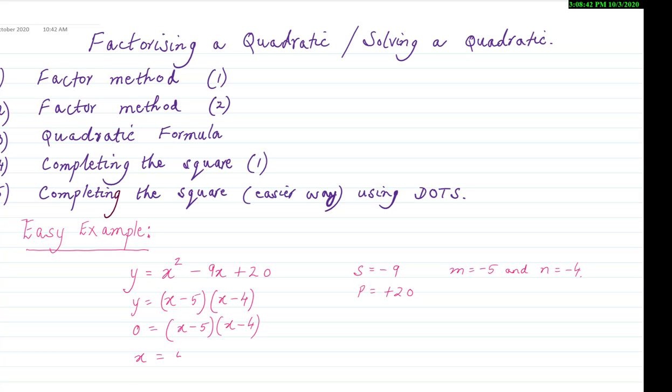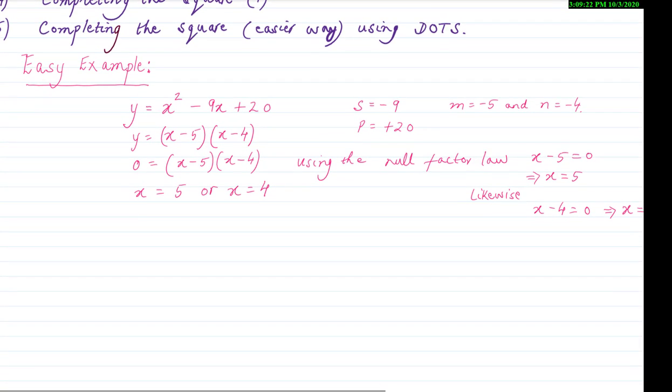And then while solving it, I equate it to 0. So that gives me x equals 5, or it gives me x equals 4, using the null factor law, whereby I put x minus 5 equal to 0 and then solve it for x. So that's the condition that will make it 0. And likewise, for the other factor to be 0, x should be equal to 4. So that's the very basic example that I took up.